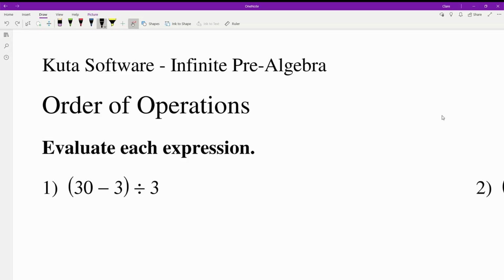In this video, we're going to start the Kuta Software Infinite Pre-Algebra free worksheet on order of operations. On this worksheet, our directions are to evaluate each expression, and we're going to do that by using the order of operations. So, quick review, let's go over those order of operations.